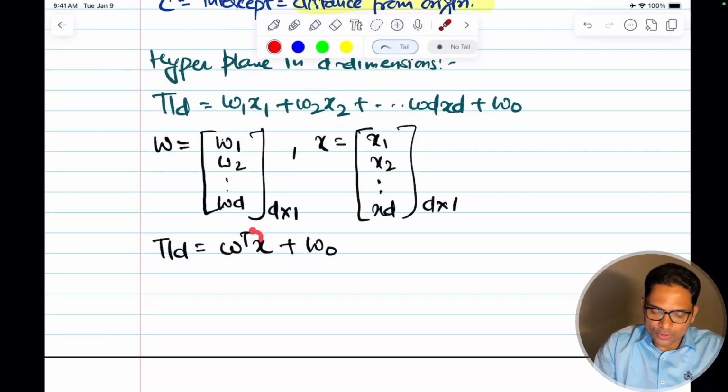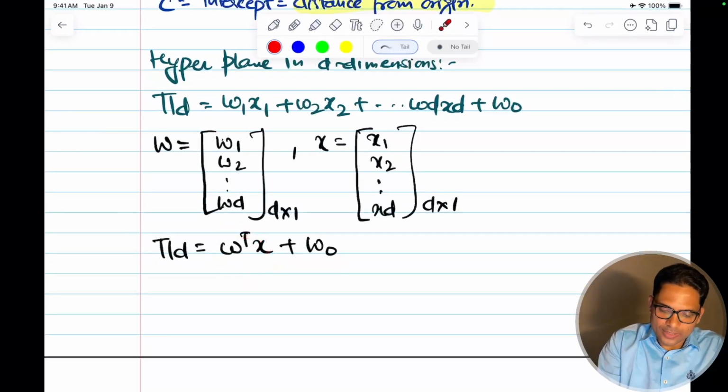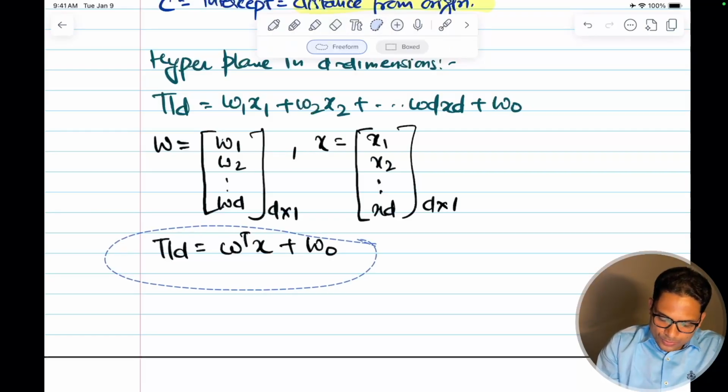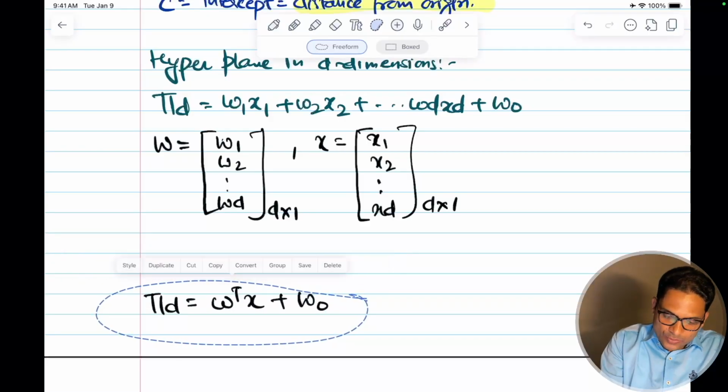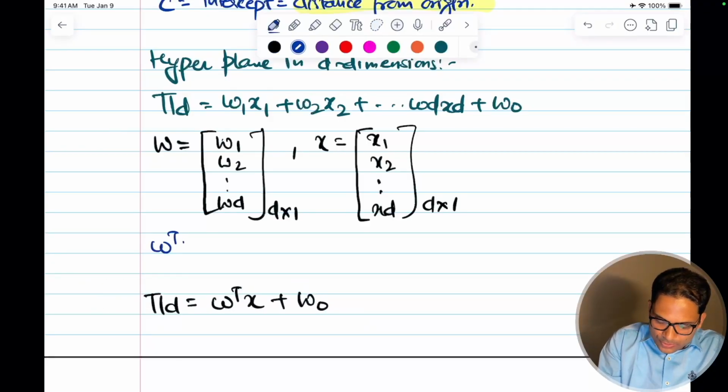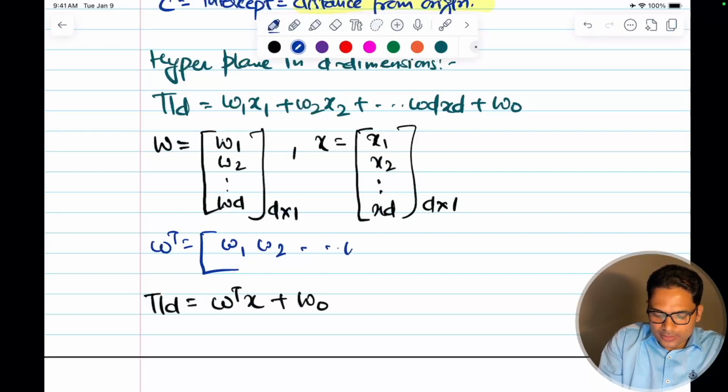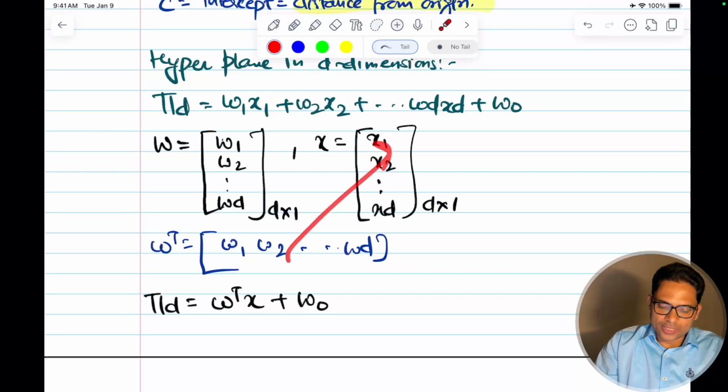Okay, so this is a w transpose. Let me write the w transpose also for you, so that you get a clear understanding. W transpose will be nothing but its row. This is a column vector. It will become w1, w2, like this till wd, and your x is your column vector. So the transpose of this is row. Now this is a multiplication.